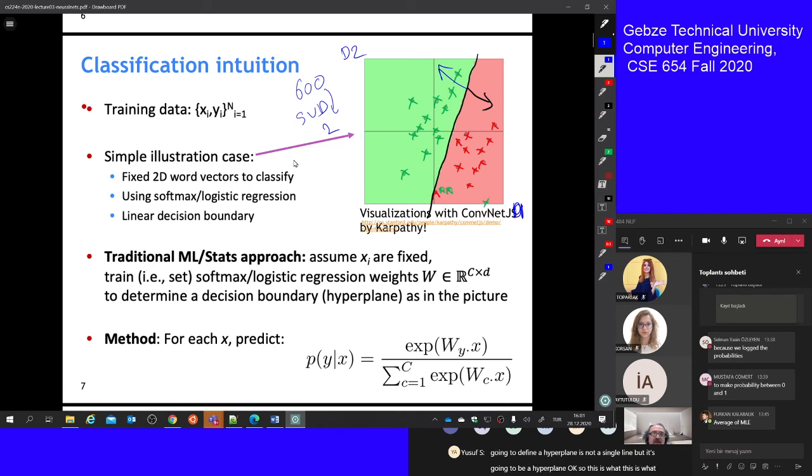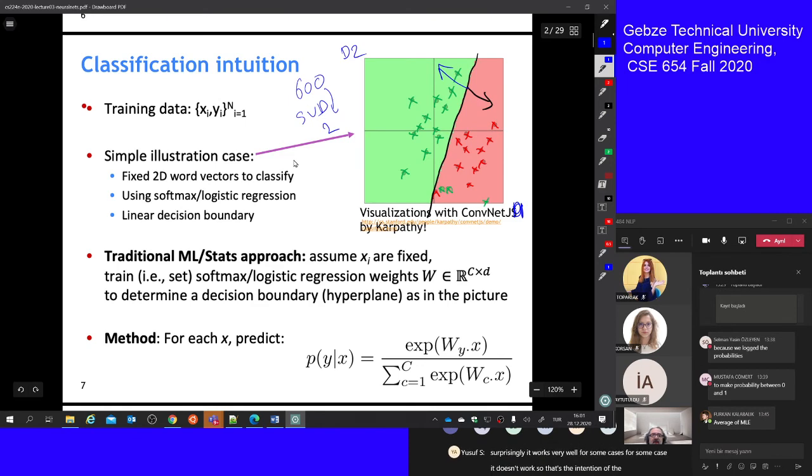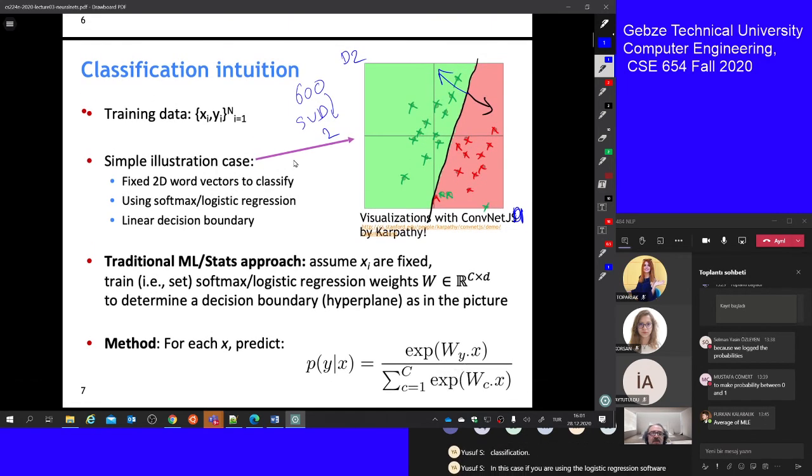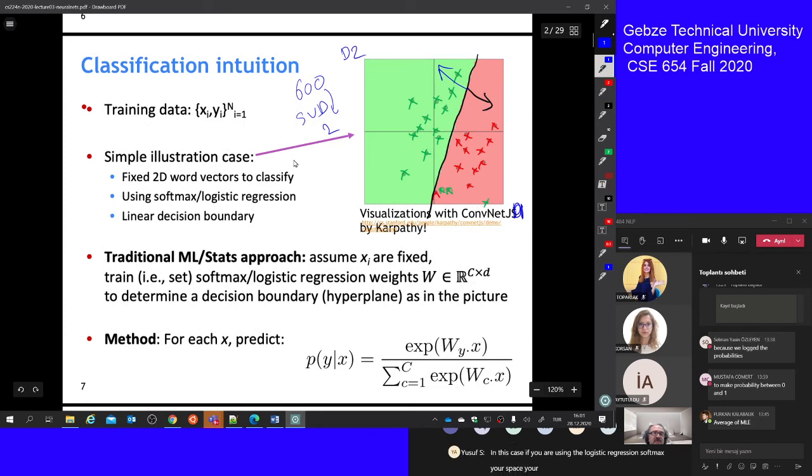So this is what traditional machine learning does. Very, very simple approach. Surprisingly, it works very well for some cases. For some cases, it doesn't work. So that's the intuition of the classification. In this case, if you are using the logistic regression softmax, your parameter space will be R to the power of C times D. D is the dimension of the vector, C is the number of classes.